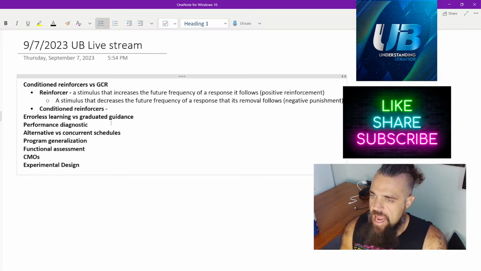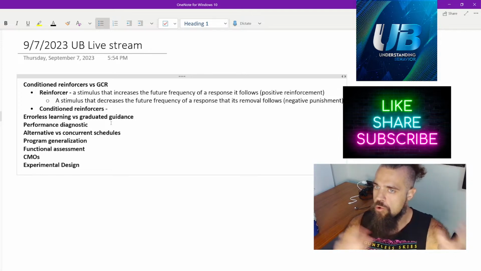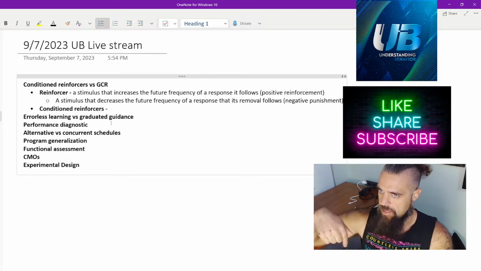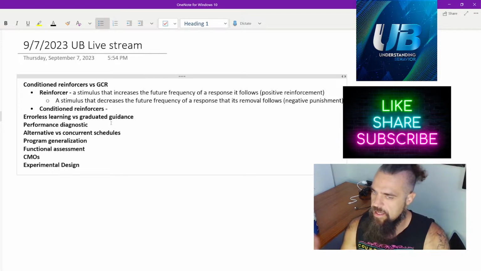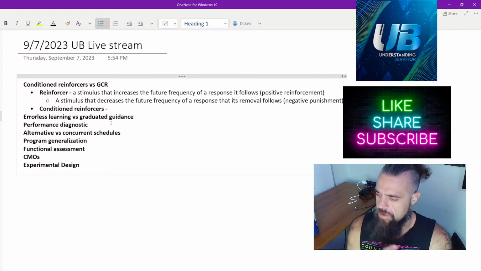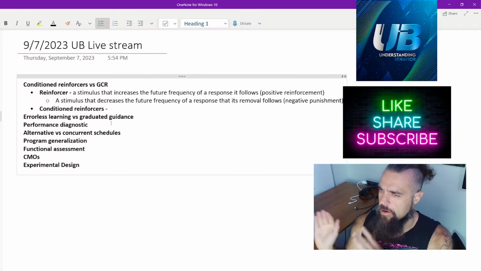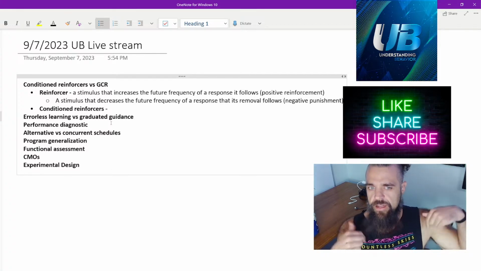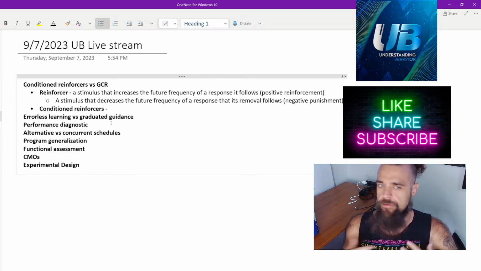So negative punishment, that's when we remove a reinforcer and then we see that behavior decrease. And it makes sense because the simplified version of that is that when we do a behavior and it results in the loss of our cool stuff, we're going to do that behavior less because we like our cool stuff. We don't want it to go away.